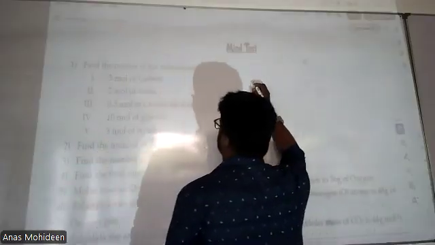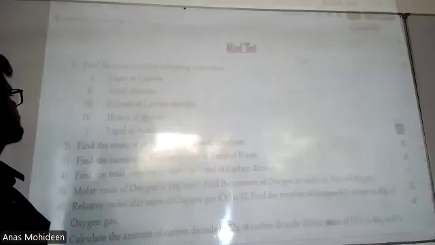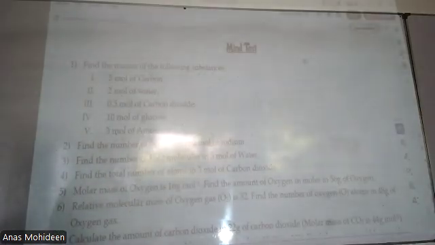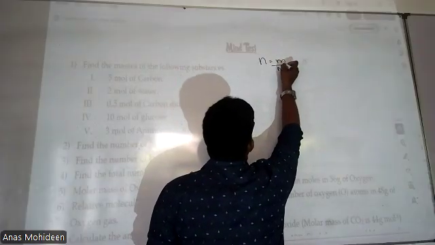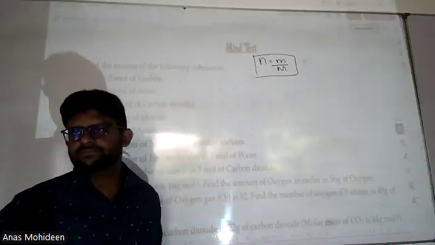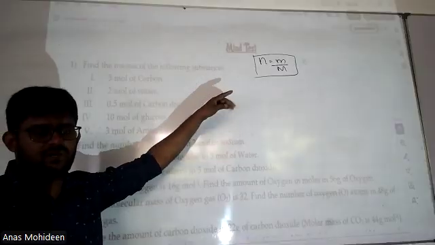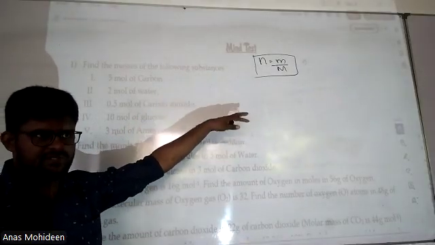Find the masses of the following substances. What is the formula? Look at this. Moles equal given mass over molar mass. This is the formula. Right? Guys, look here. What is the formula? Learn it right now. You have to memorize it right now. What is the formula? Number of moles equal given mass over molar mass.